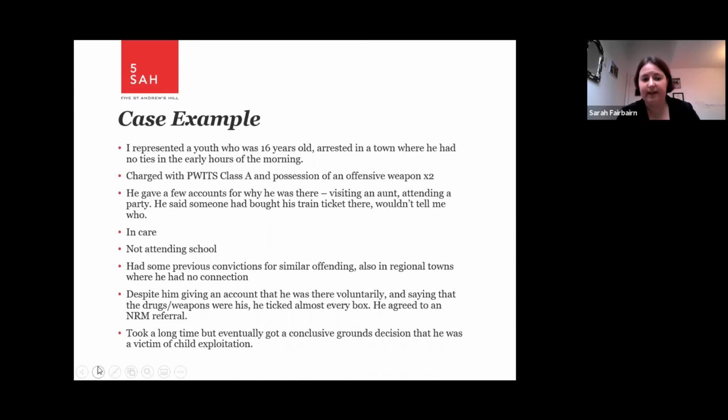And he did agree to go through the NRM process, and eventually, it did take a very long time, but eventually we got a positive conclusive grounds decision that he was a victim of child exploitation and was in forced criminality. So moving on, please, Tess.